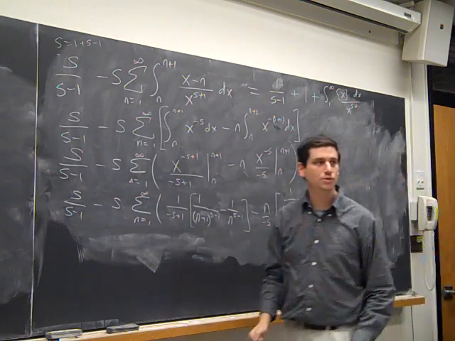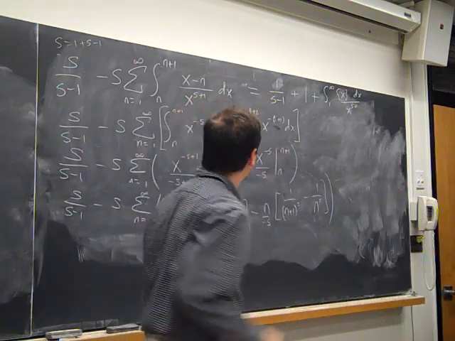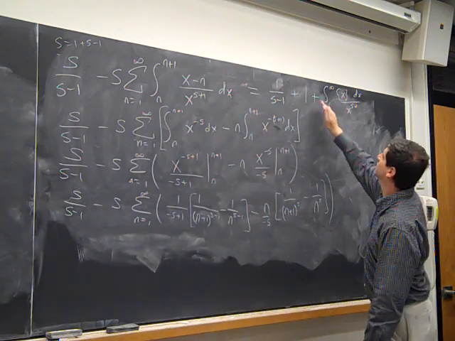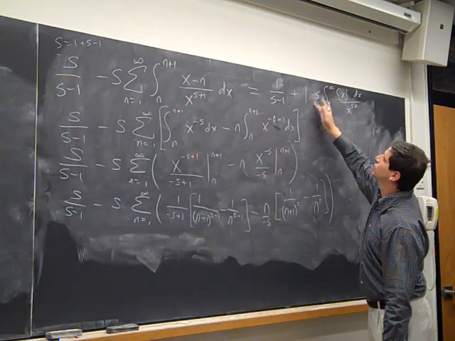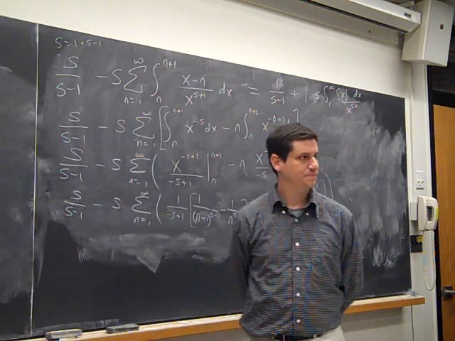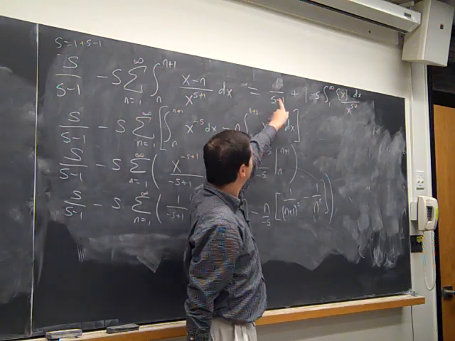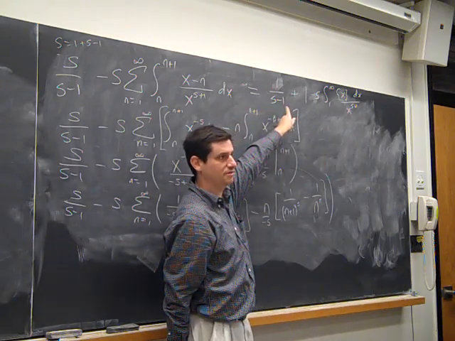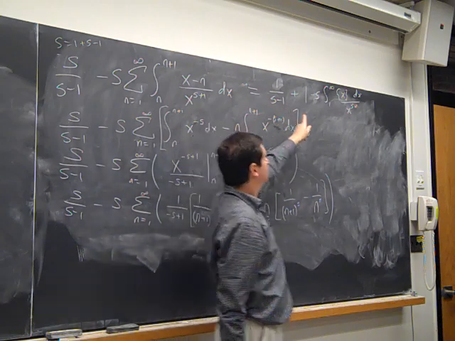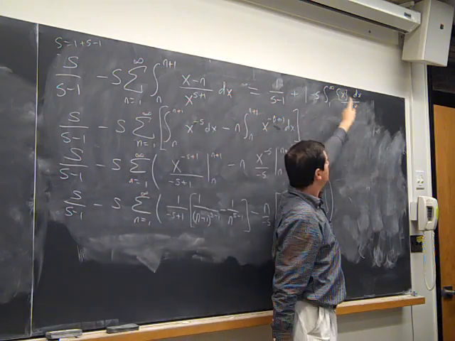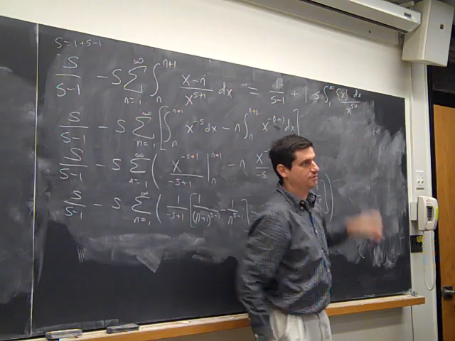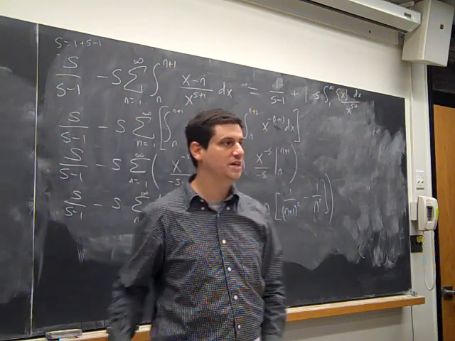And so I wanted to say a few words about this. Oh, there's a minus s, I think, in front of this. The first is, notice, there's the pole, 1 over s minus 1. The second is, when does this integral converge? For what values of s does that integral converge?